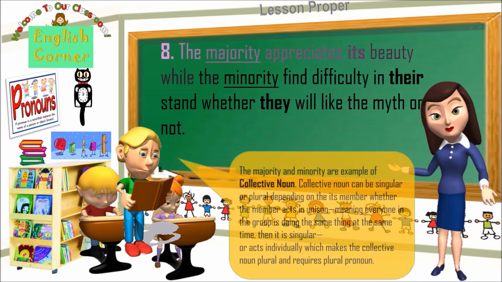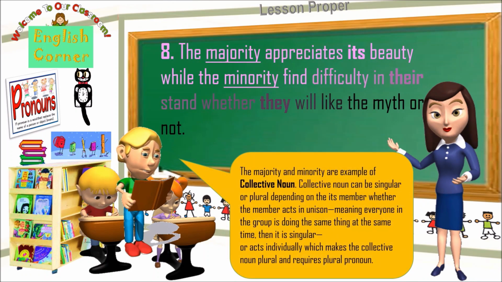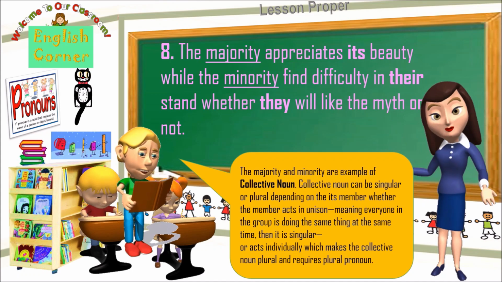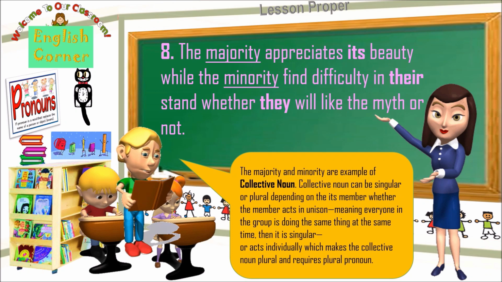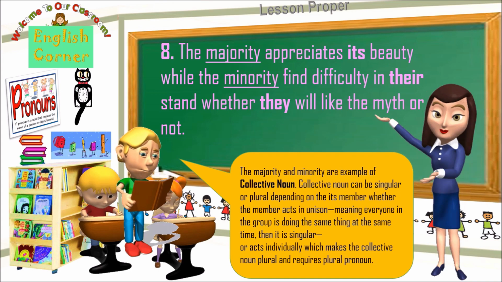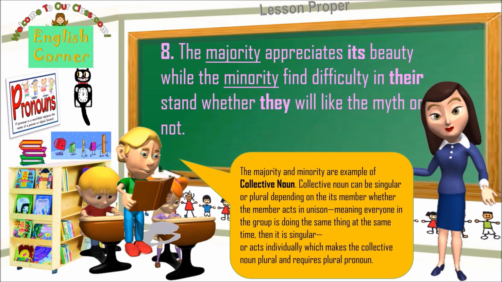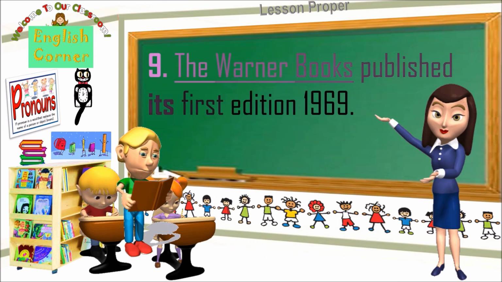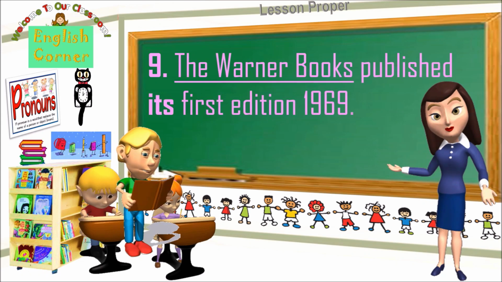The majority and minority are examples of collective noun. Collective noun can be singular or plural depending on its member. Whether the member acts in unison, meaning everyone in the group is doing the same thing at the same time, then it is singular, or acts individually, which makes the collective noun plural, thus requires plural pronoun. Very good. Now, for our last sentence.